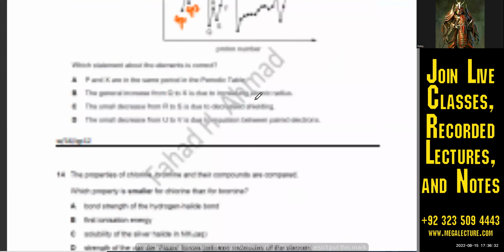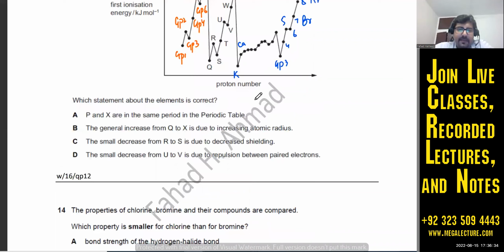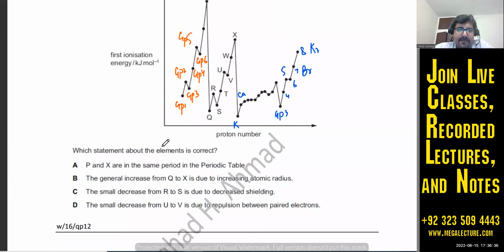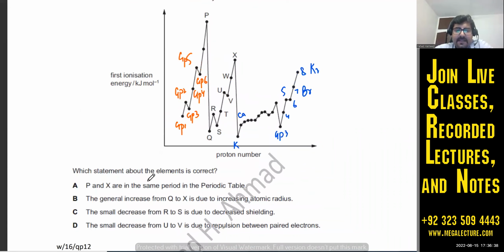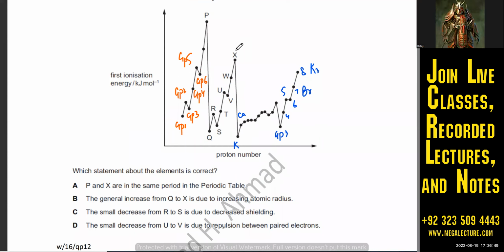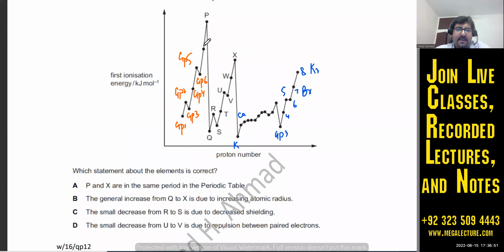Next part, I guess this one. So which statement about the elements is correct? P and X are in the same period. So P and X, where are P and X? Are they in the same period? Here is the answer. No. They're not. These are all in the same period, all of these. They're in 2 different periods, right? So the first option, they're in different periods, right?